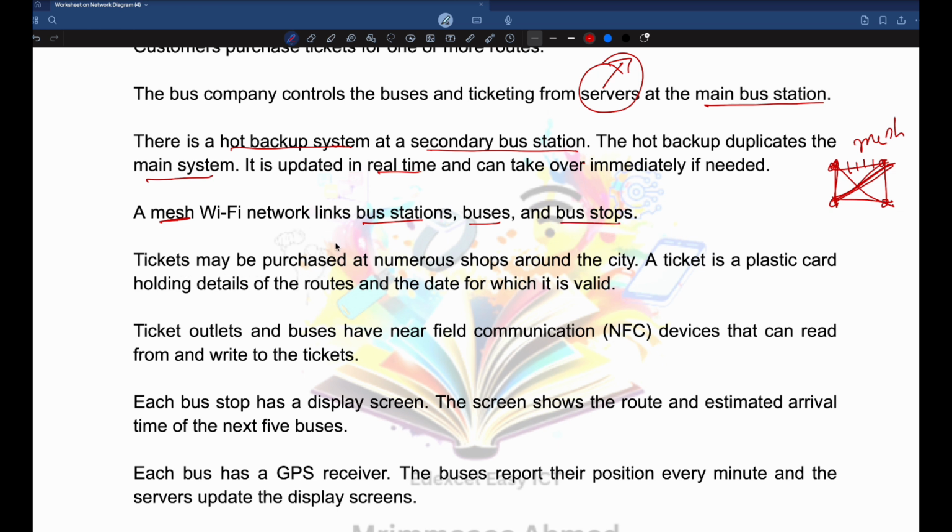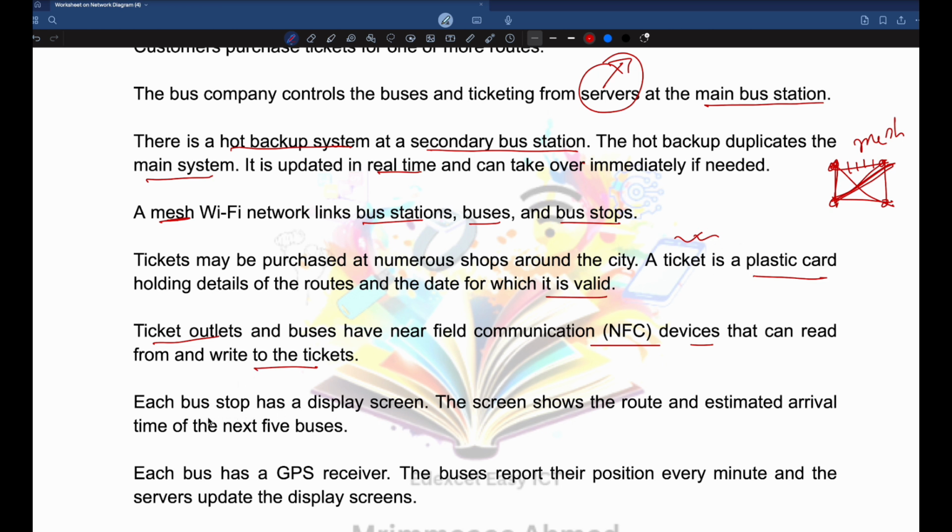Tickets may be purchased at numerous shops around the city. A ticket is a plastic card holding details of the route and the date for which it is valid. So a ticket is a plastic card. There is a ticket outlet, and buses have near field communication. That means they have NFC devices that can read from and write to the ticket. So the NFC can read and write the plastic card which is a ticket.